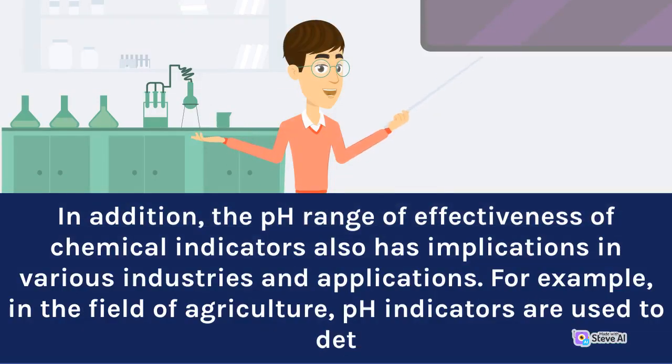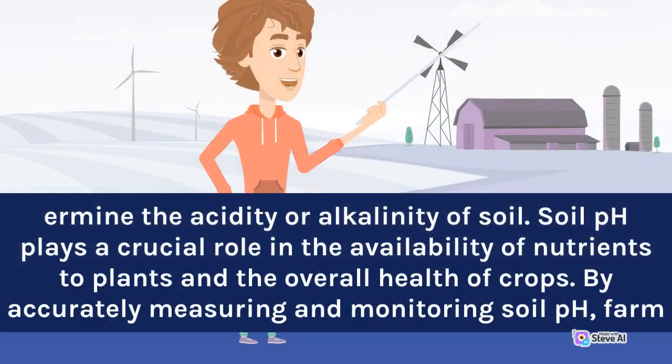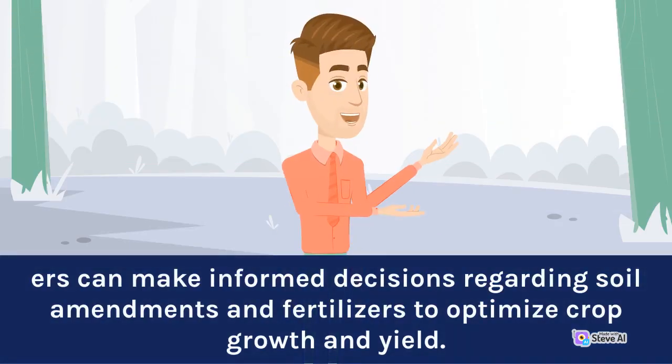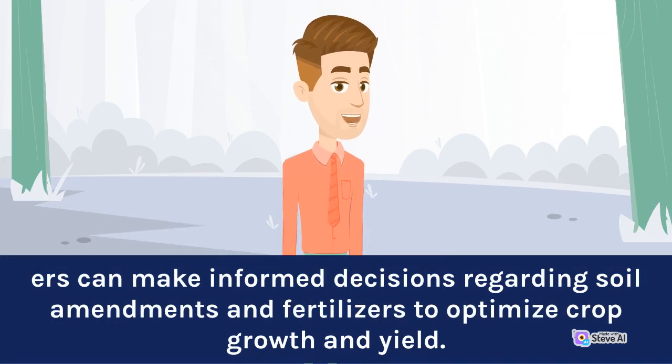In addition, the pH range of effectiveness of chemical indicators also has implications in various industries and applications. For example, in the field of agriculture, pH indicators are used to determine the acidity or alkalinity of soil. Soil pH plays a crucial role in the availability of nutrients to plants and the overall health of crops. By accurately measuring and monitoring soil pH, farmers can make informed decisions regarding soil amendments and fertilizers to optimize crop growth and yield.